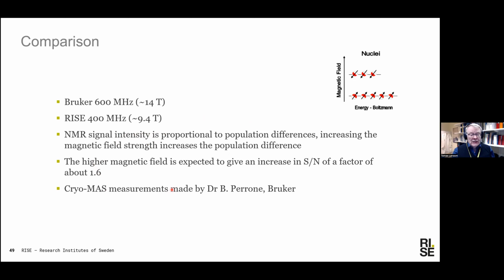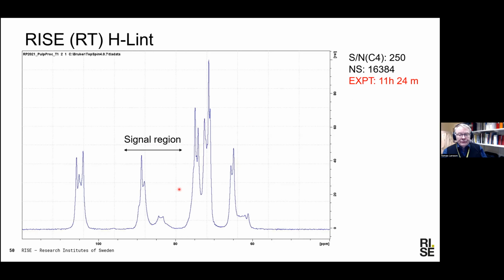Cryomass measurements were made by their application chemist, Dr. Barbara Peroni at Bruker, and we measured at our instrument. This is on a difficult sample, which is a rather water-rich, low solid contents, hydrochloric acid CNC made from linters. And we measured this for around 11 hours. We have 16,000 scans, something like that, in order to get the signal to noise over this region, the region where we do the calculations, of around 250.